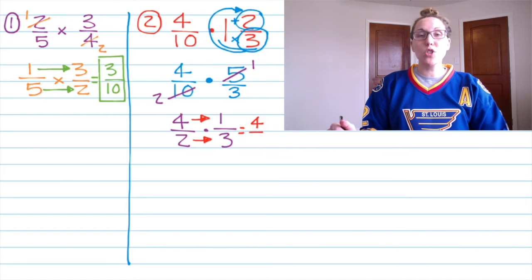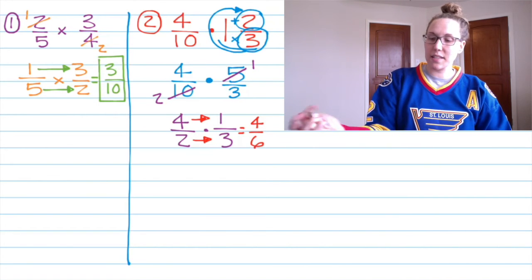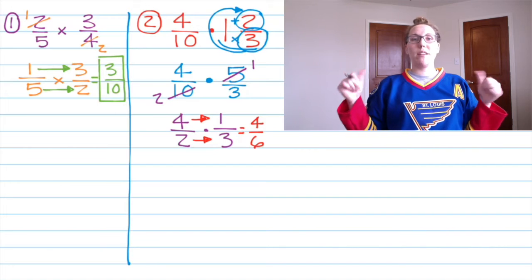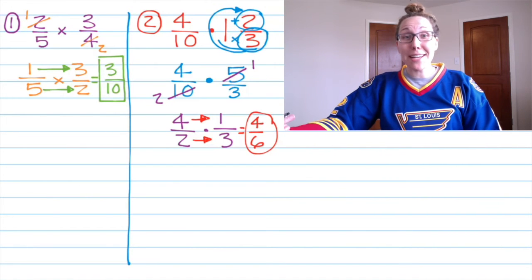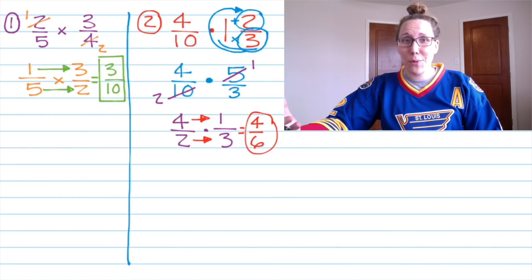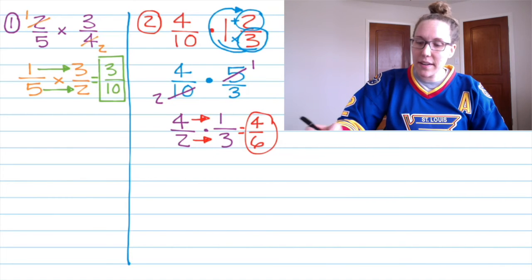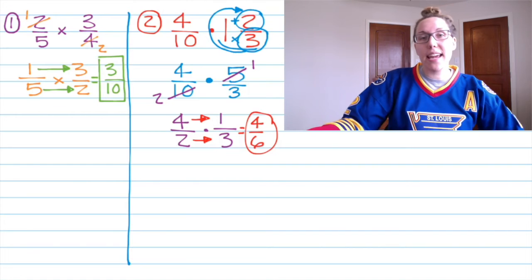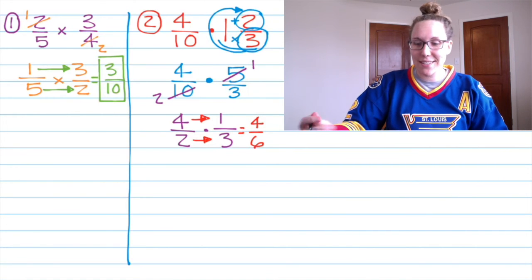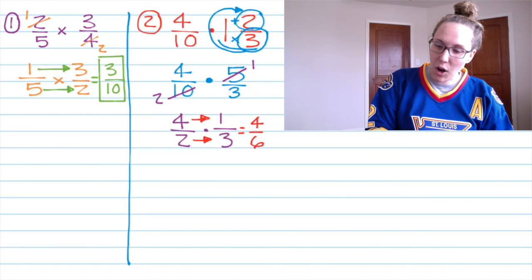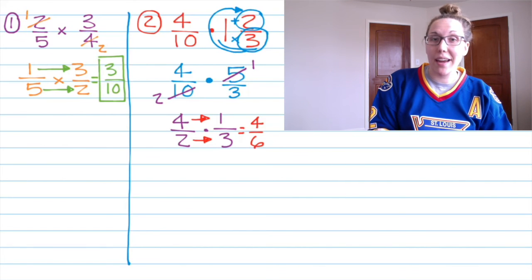And again, it's super easy to go, oh, 4, 6, that's my final answer. I'm done. Sweet, over, crushed it. But I always have to ask myself, is it in simplest form? Is there a number that I could divide 4 by and 6 by to reduce this fraction? And the answer is yes. 4 and 6 are both divisible by 2.